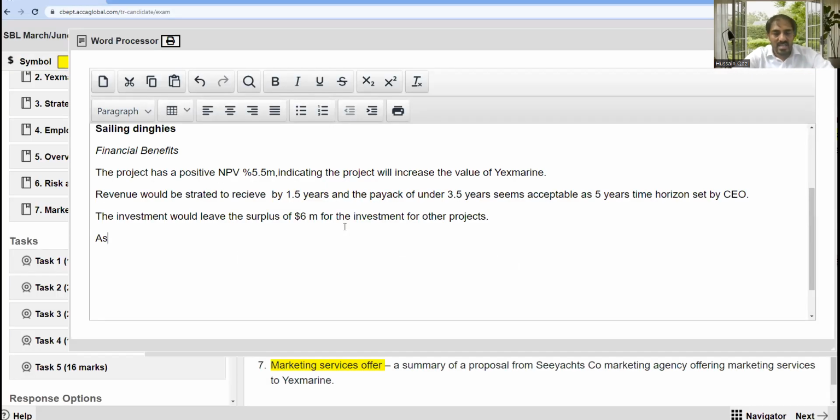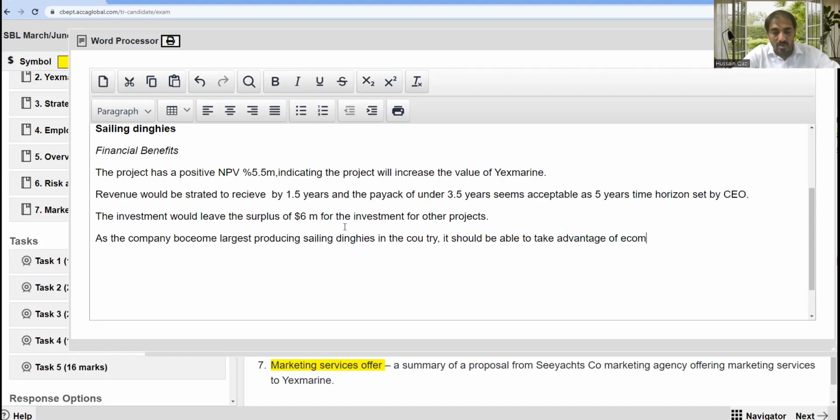And last, you have to write, as the company becomes the largest producing, selling dinghies in the country, in the town or country, whatever, it should be able to take advantage of economies of scale.